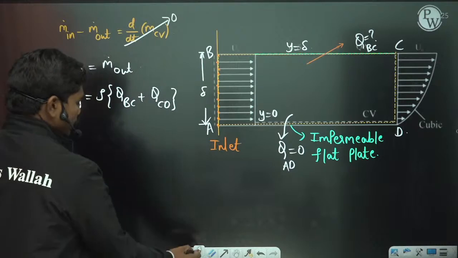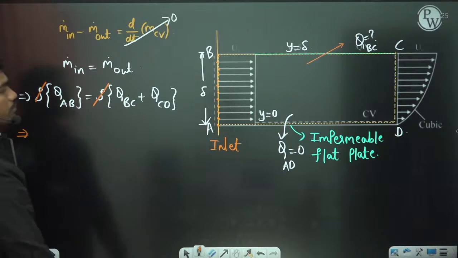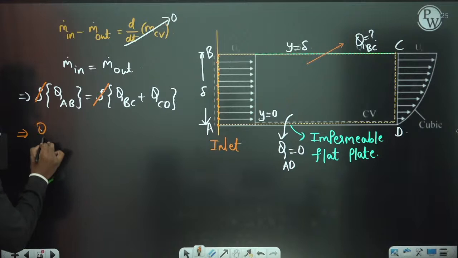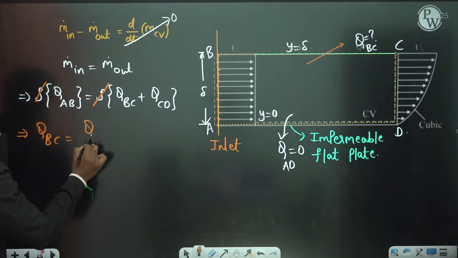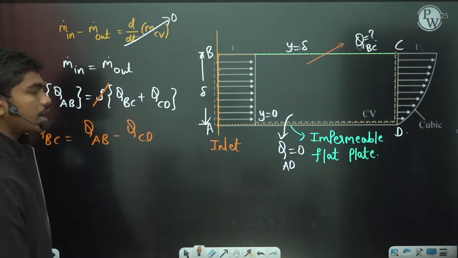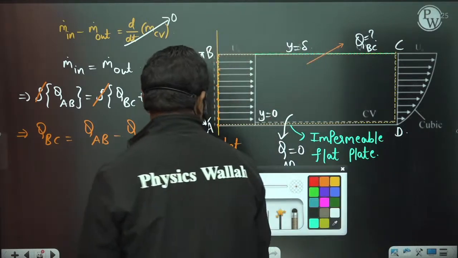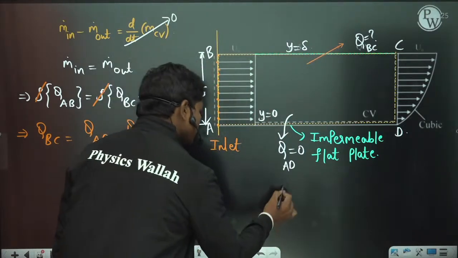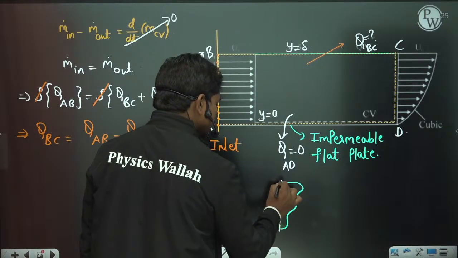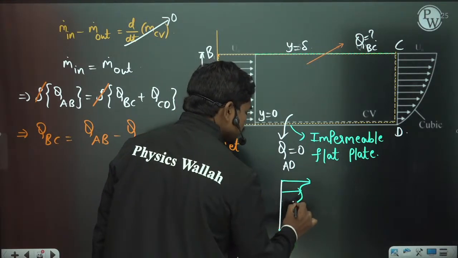Now let us cancel the density. Basically you want the expression for Q_BC. So Q_BC is equal to discharge through AB minus discharge through CD. Now let us see how we will calculate the discharge through AB and the discharge through CD. How do you calculate this discharge? Let us suppose you have a section. At this section, the velocity is changing something like this. This velocity is changing with respect to y.